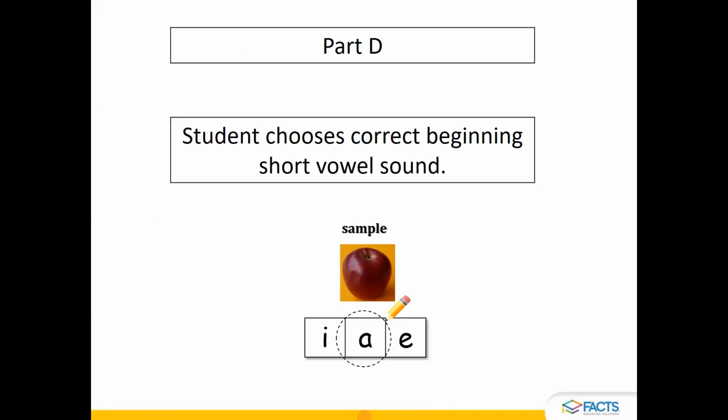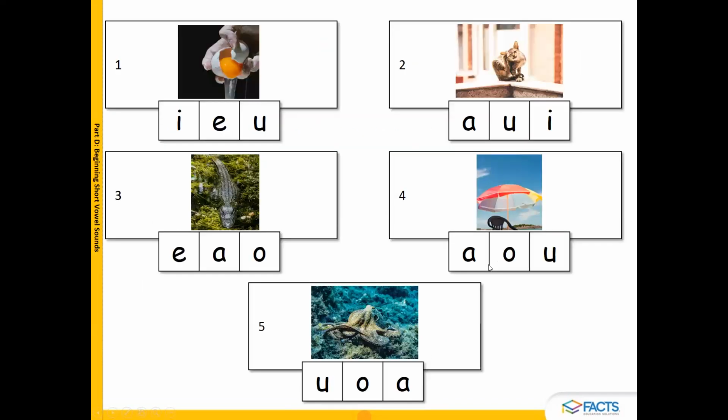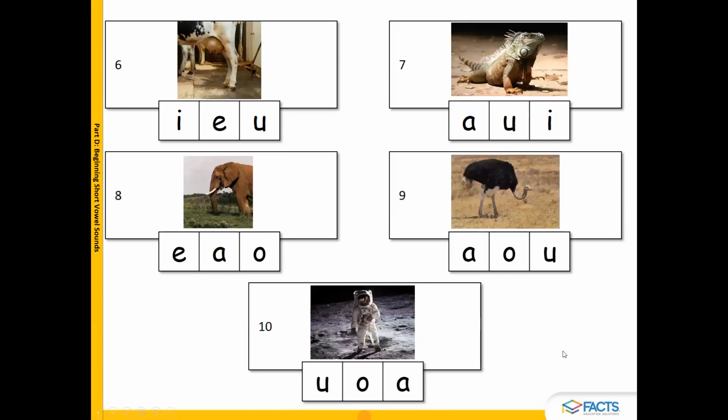Part D, we're going to be choosing the correct beginning short vowel sound. Again, we have the same idea. Let's just look through some of these. This is itch, egg, alligator, no option for crocodile, right? Umbrella, octopus, udder, iguana, elephant, ostrich, astronaut. Feel free to talk about what an udder is. They've never seen that before. An iguana, they may look for lizard, right? So it's totally fine to turn this into a fun situation where you're talking about what is an iguana. Say the word iguana a bunch of times. Oh, udder. Cows have udders. What do we get from their udders, right? So feel free to do that.